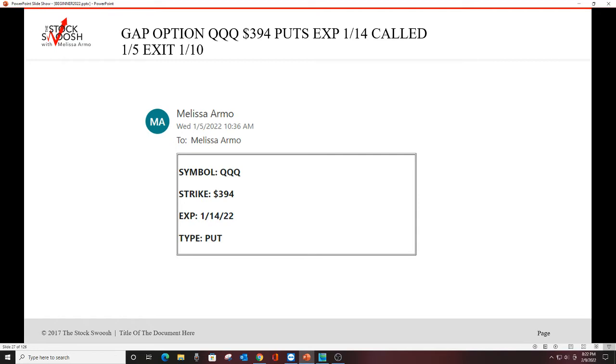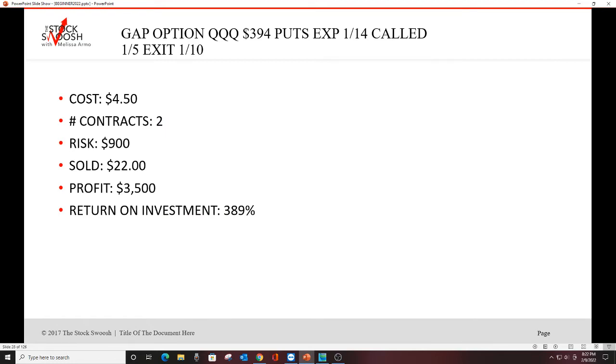I don't have the charts in here, but I will flip back and forth to show you. This was an active week. This was called on January 5th, the QQQ's 394 puts that expired on the 14th. Again, we're usually doing the weeklies. So let's look at this. It was a put, it was a short. It cost $4.50. It was a little pricey for the Qs. 2 contracts, risk is 900.